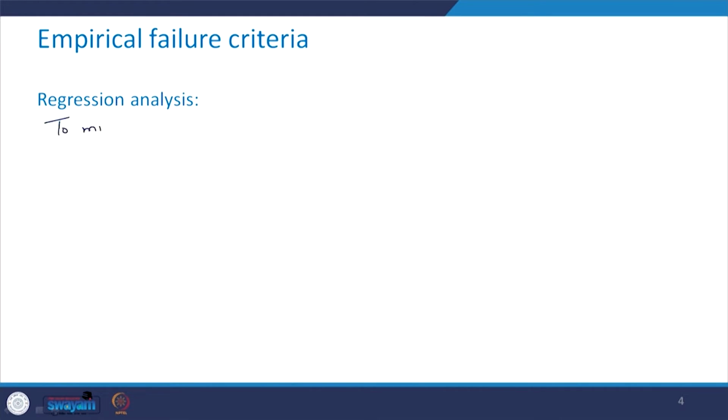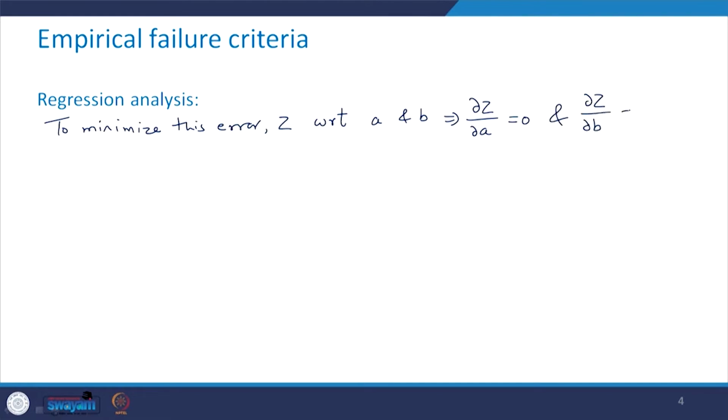To minimize this error, which is z, with respect to a and b, what we need to do is del z by del a equal to 0 and del z by del b should be equal to 0.